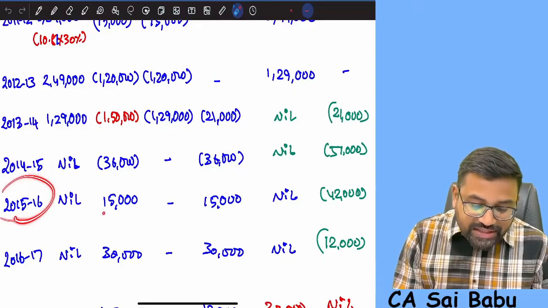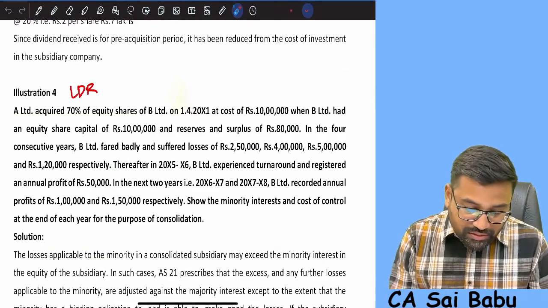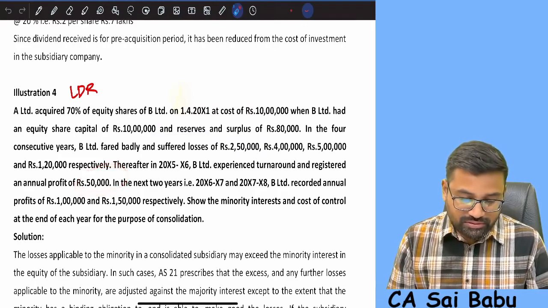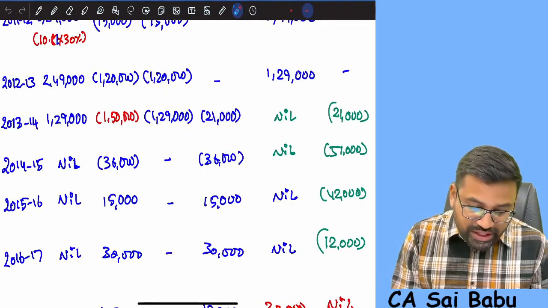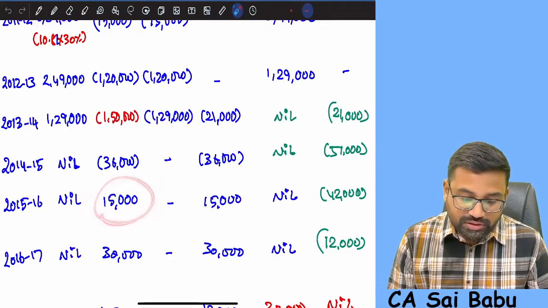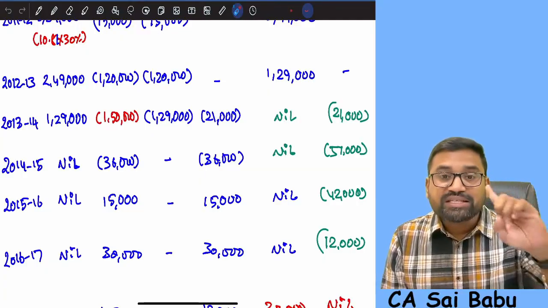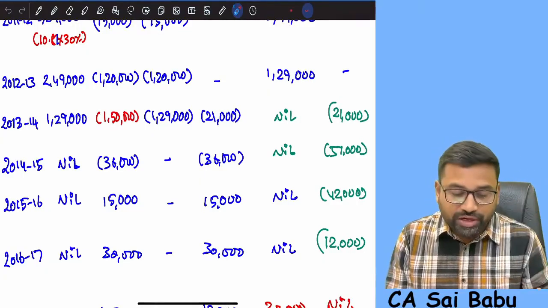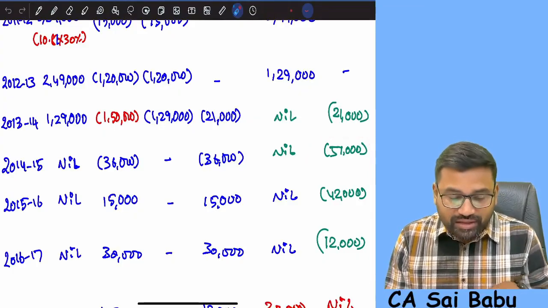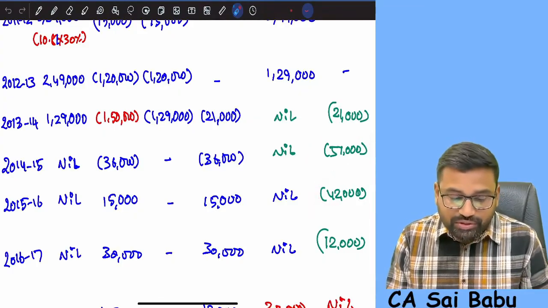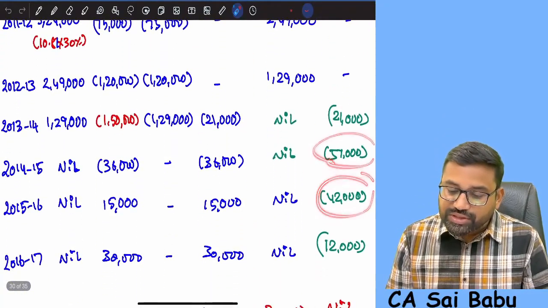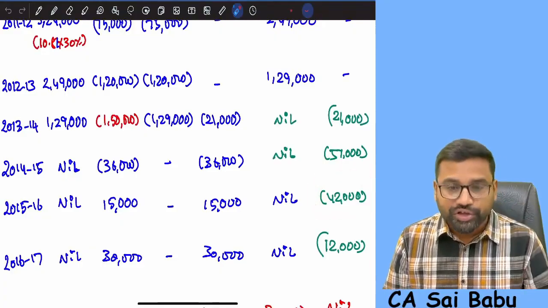Next year 15-16 there is a profit. See this. There is a turnaround and they earned a profit of 50,000. In this 50,000, the share is 30%. So 15,000. So when the subsidiary company starts earning profit again, whatever the minority shareholders' share, previously the excess was adjusted to the parent company reserves, right? Now you adjust it back: this 15,000 adjusted to the 57,000. Now the adjusted reserves of parent will become 42,000.